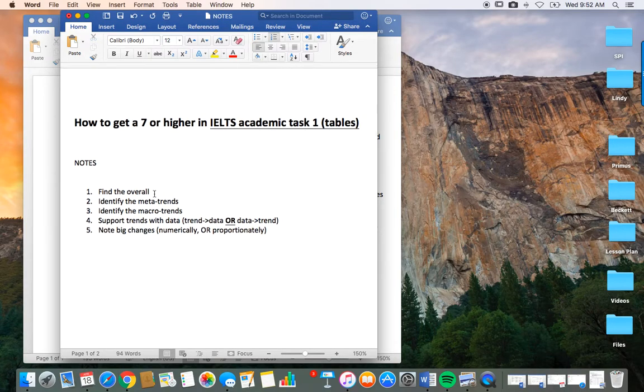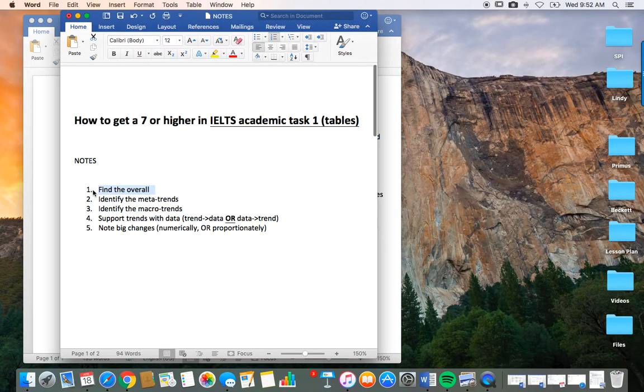Just a few things to remember. One thing you really need to do in your IELTS Academic Task 1 is find the overall, find the big point. If you're an economist or an investor, or if you work for the government, what is the most important thing that you are seeing? What is the big trend you are seeing?